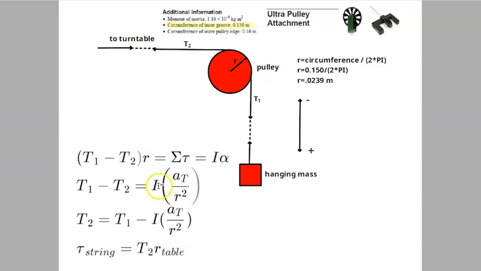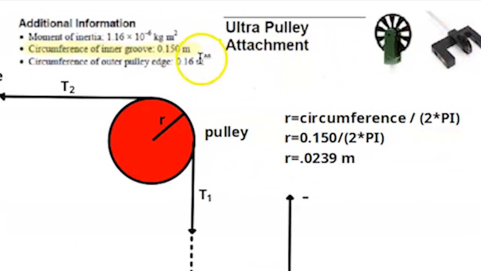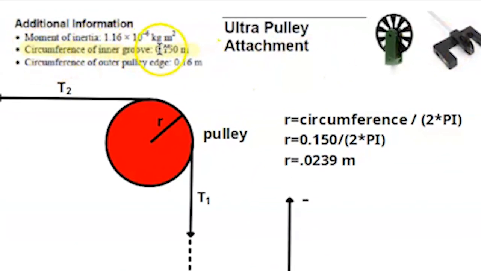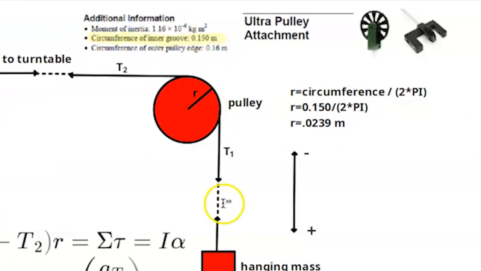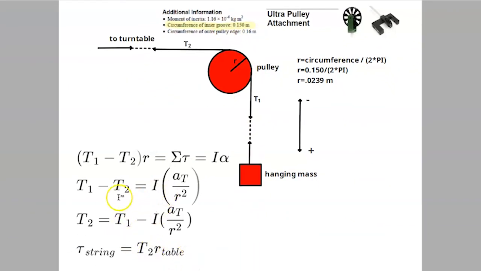The moment of inertia of the pulley, I went to the Vernier website and I found out information about the pulley. I found out its circumference. So from that, I was able to calculate its radius by dividing by 2 pi. And also, they tell me the numerical value for the moment of inertia of the pulley. You can see here 1.16 times 10 to the minus 6 kilogram meters squared. So I can solve this equation now for T2, the new tension, and you can see it is less than T1 by this amount right here.